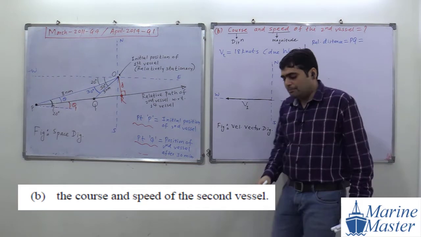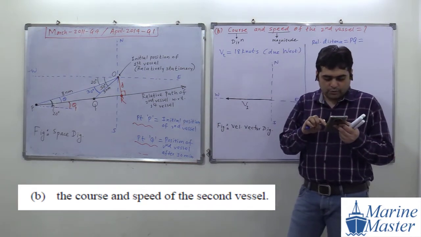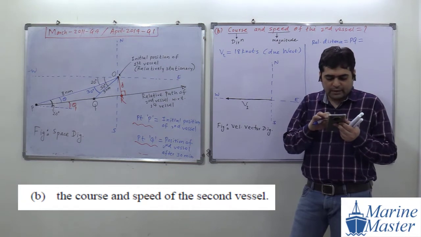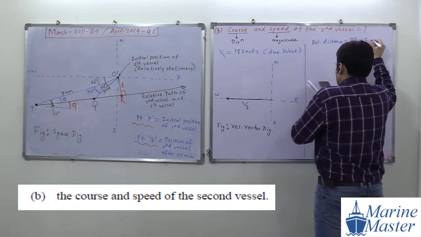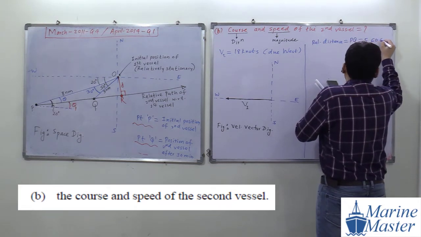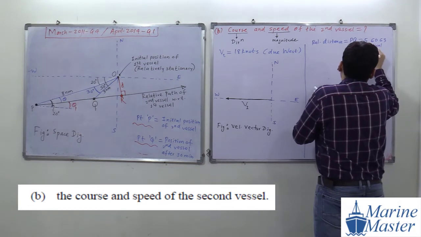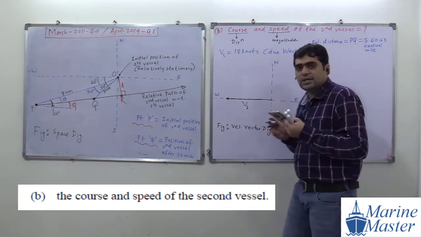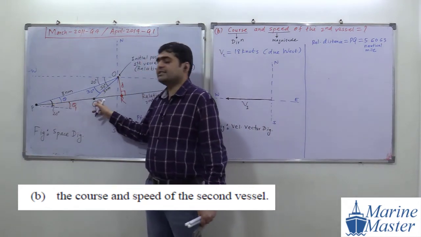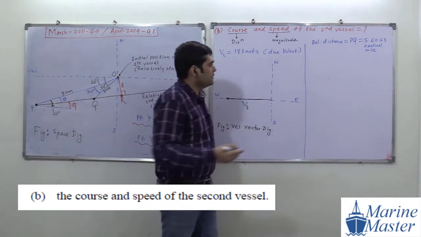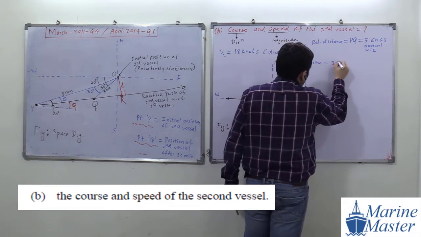And what will be the value of PQ? We calculated it in the A part. PQ is 5.6063 nautical miles. So we calculated the relative distance. What will be the time? How much time is required by the second vessel to cover this relative distance? 30 minutes. They have given us that in the question.